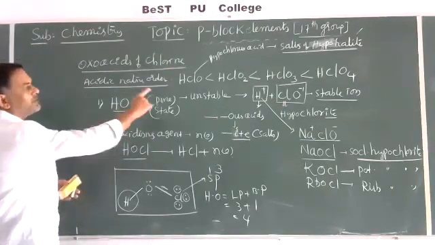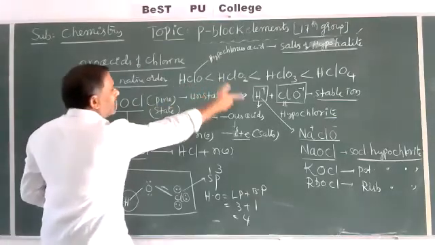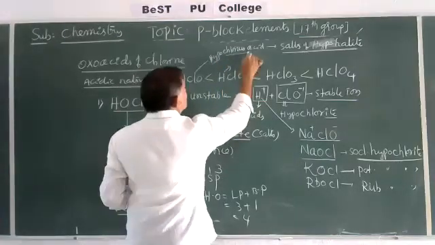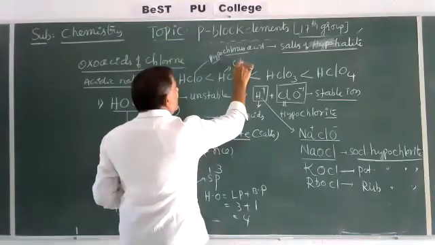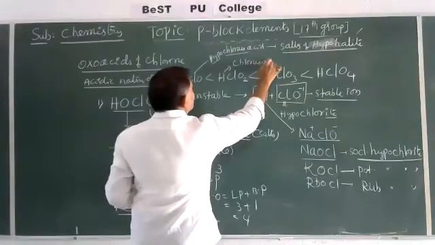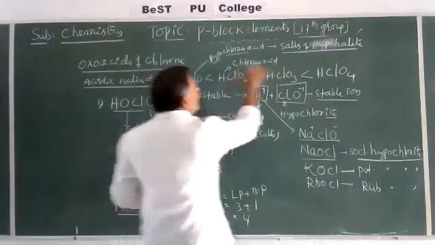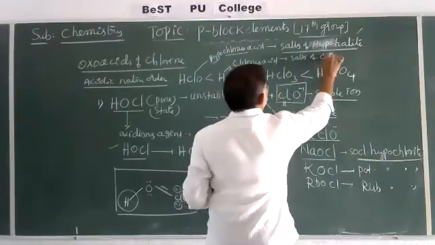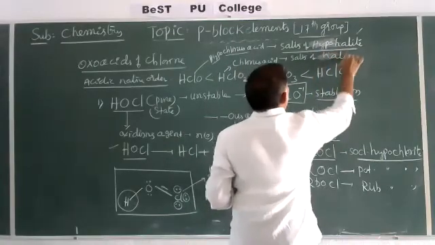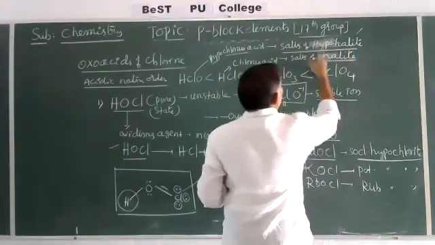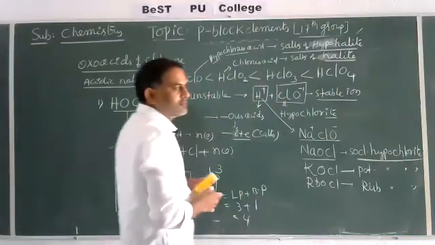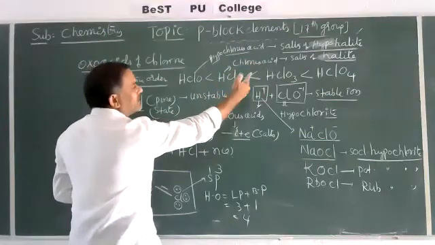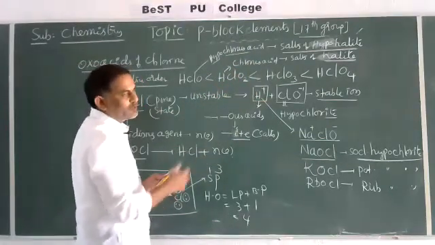Similarly, HOClO, like HClO2. This HClO2 is called chlorous acid. This chlorous acid gives salts of chlorites, salts of halites. There is no hypo word here, just halite. For hypochlorous, hypohalite. For chlorous acid, simply salts of halites only.